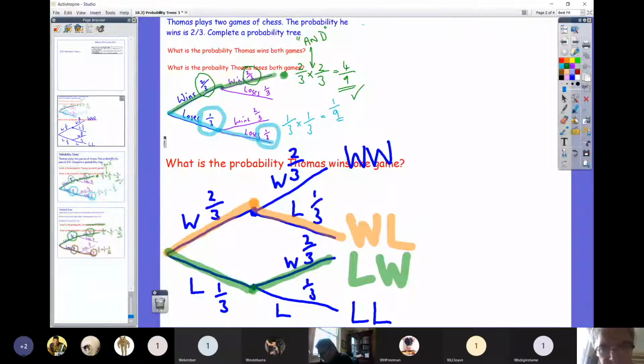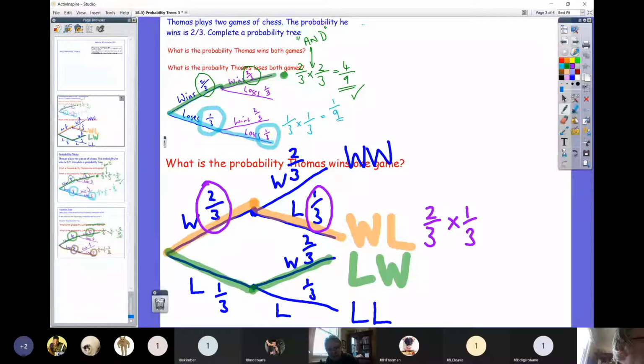So step 1, we go and work out the probability, just going along those lines. So going along the orange path, we've said the chances of him winning the first game is 2/3, and then losing the second one is a third. So 2/3 and a third. That is what's happened to win and then lose. Just circling the 2/3 and the third. That's winning and then losing. So the probability of him winning and then losing is 2/3 times a third. Remember, we do top times top, bottom times bottom.